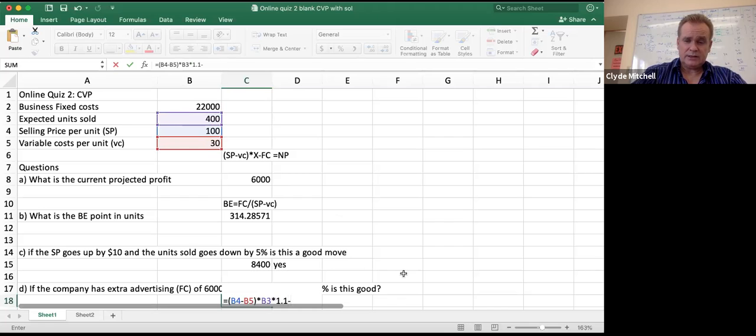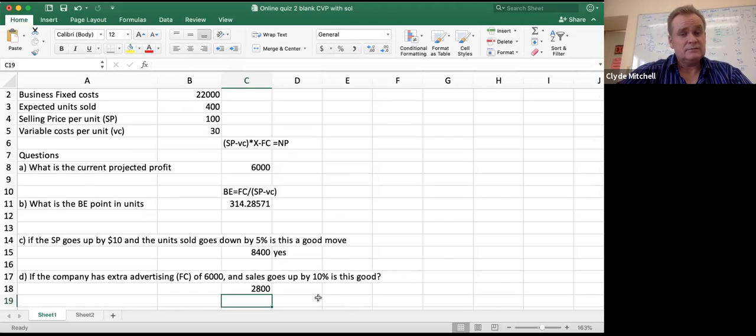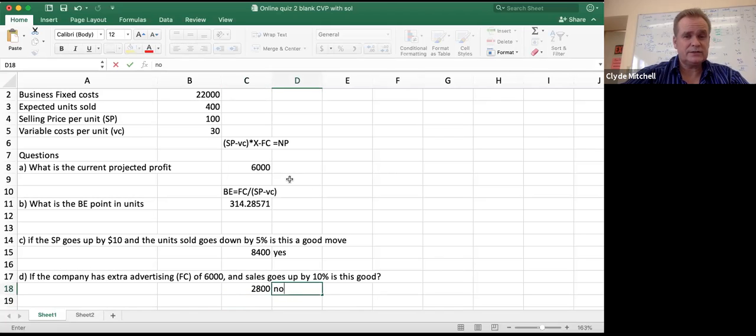Then we're subtracting our fixed costs, which has now changed because it's 22,000 plus our additional $6,000 in advertising. And we get the answer, and the profit has gone down to 2,800. So is this a good idea? No, because it was previously 6,000.